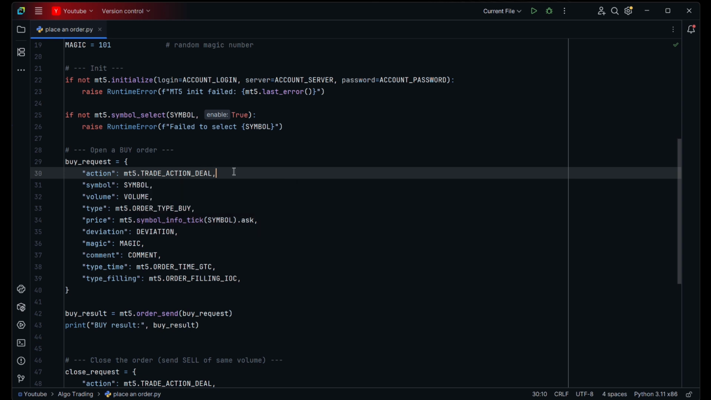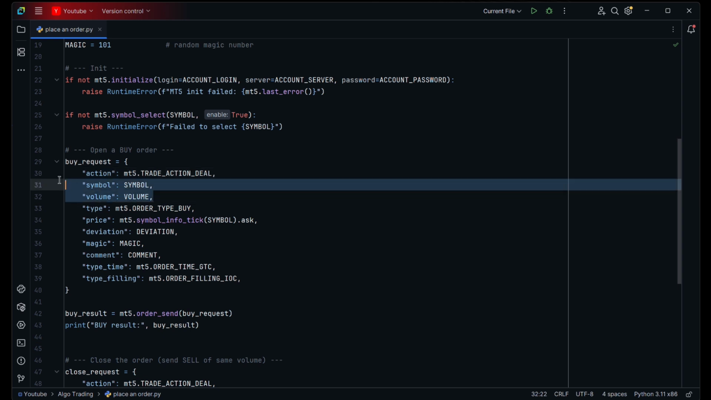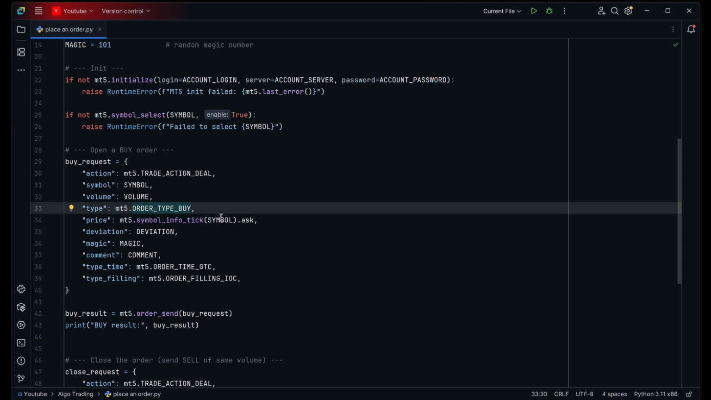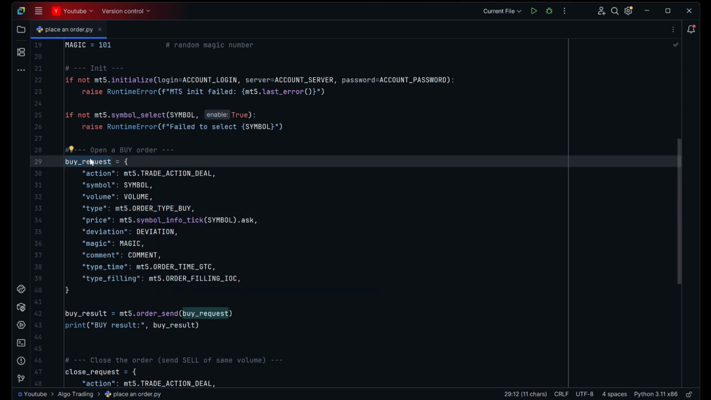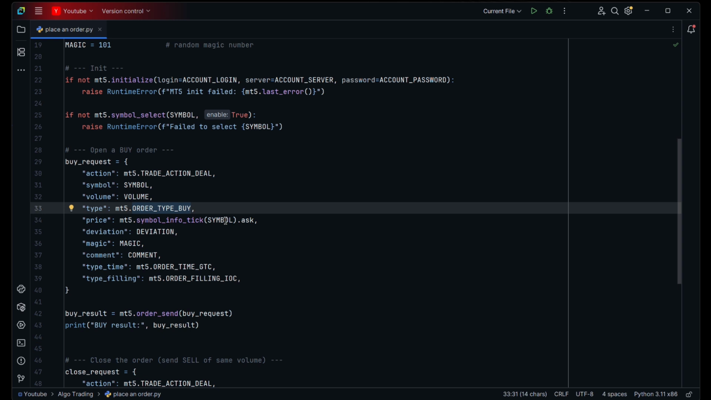So action here, MT5.TRADE_ACTION_DEAL, means I want an action now. I don't want to put an order for later or something. I want to act now. Then the symbol and the volume, this is logical. The type: here I want to open a long position, so I put mt5.ORDER_TYPE_BUY. But if I want to put a short position on the market, I will just write sell instead of buy. But as I put a buy request here, I will stay with buy.